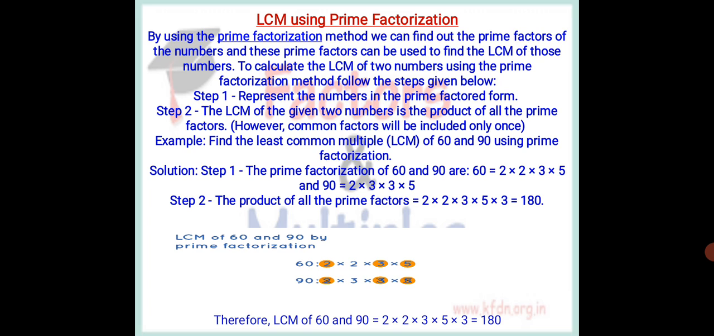These steps are not very clear to you children, I think so. It will be clear to you if we find out LCM through the prime factorization method. So, come to the example. Example, find the least common multiple LCM of 60 and 90. Find the LCM of 60 and 90 using prime factorization.